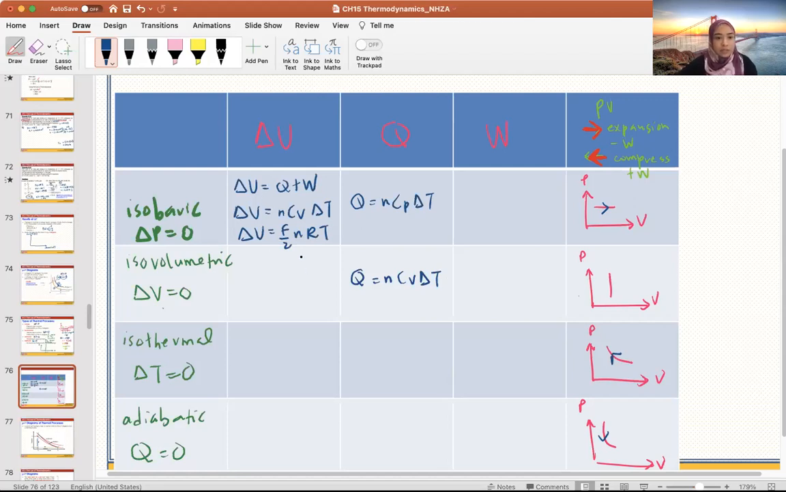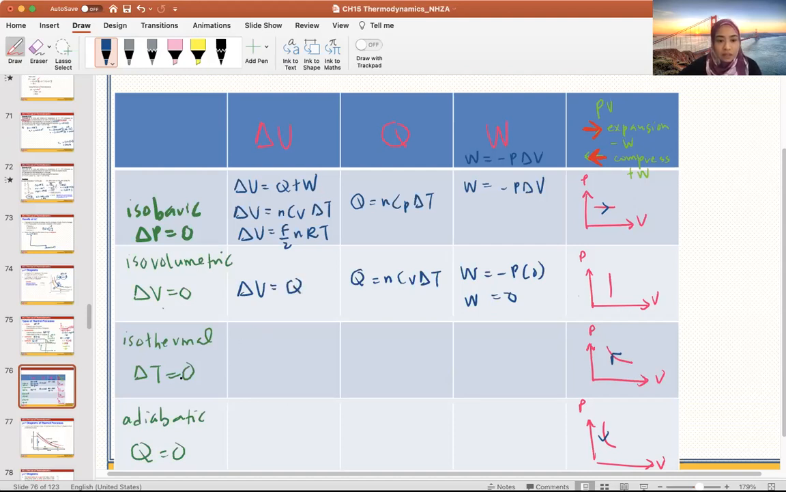So isovolumetric, isobaric, the work done, this is their general equation, minus P delta V. So this is still P delta V. Okay, usually for isobaric we use work done minus P delta V. But in isovolumetric, the delta V is equal to 0. So minus P times 0 gives me 0 work done, which means that my delta U is just equal to Q.